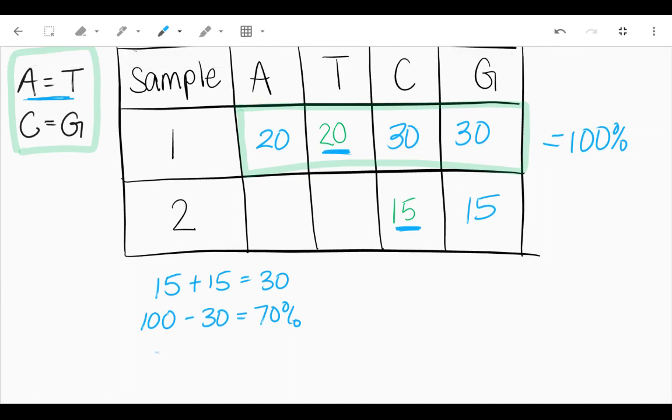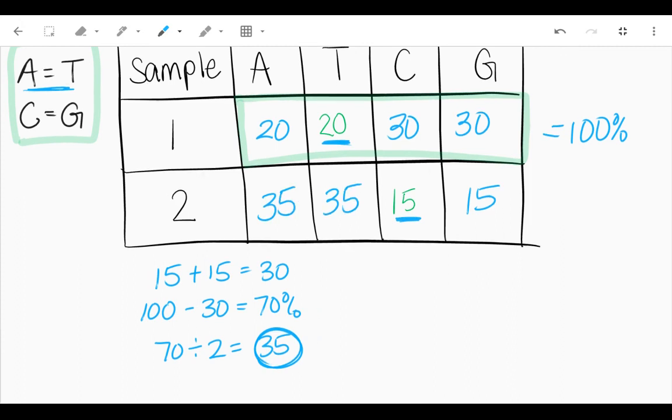Now, if we divide 70 in half, we get 35% for the individual. So 35 for adenine, 35 for thymine. And if you add all those up, 35 plus 35 plus 15 plus 15 equals 100%. So we know we did it right.